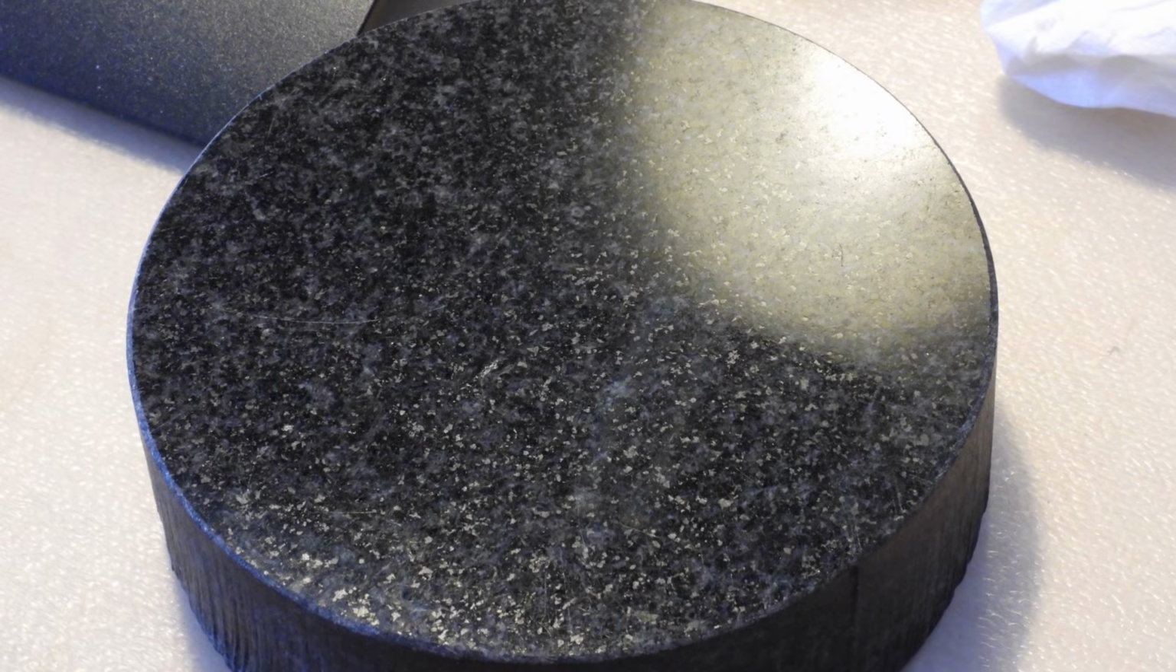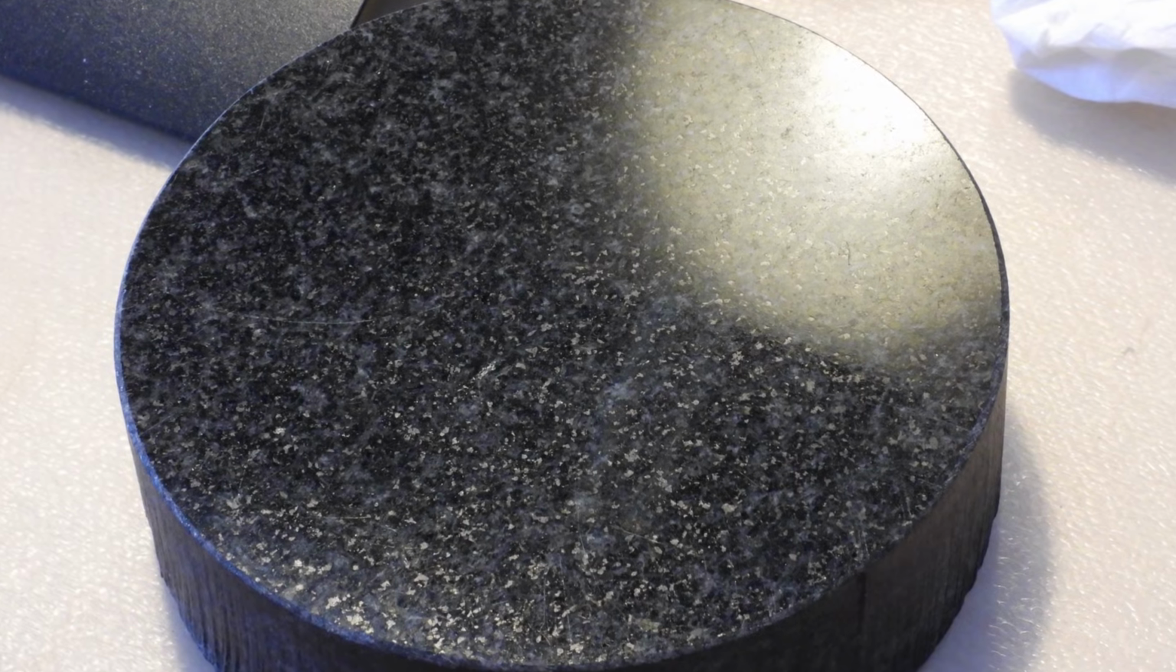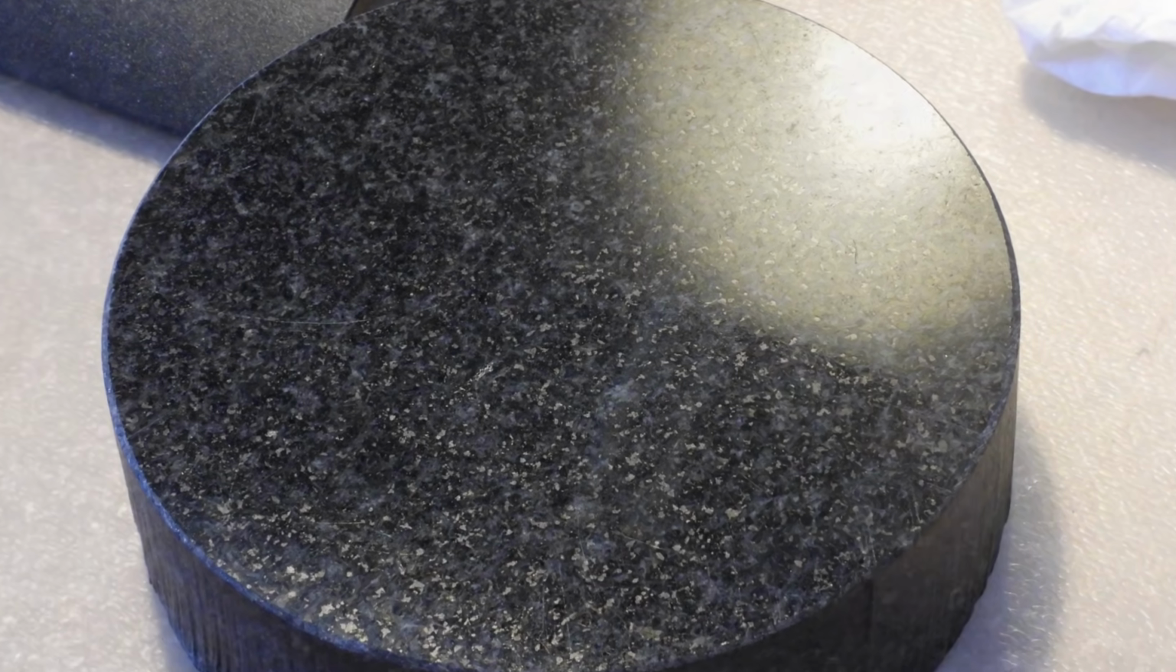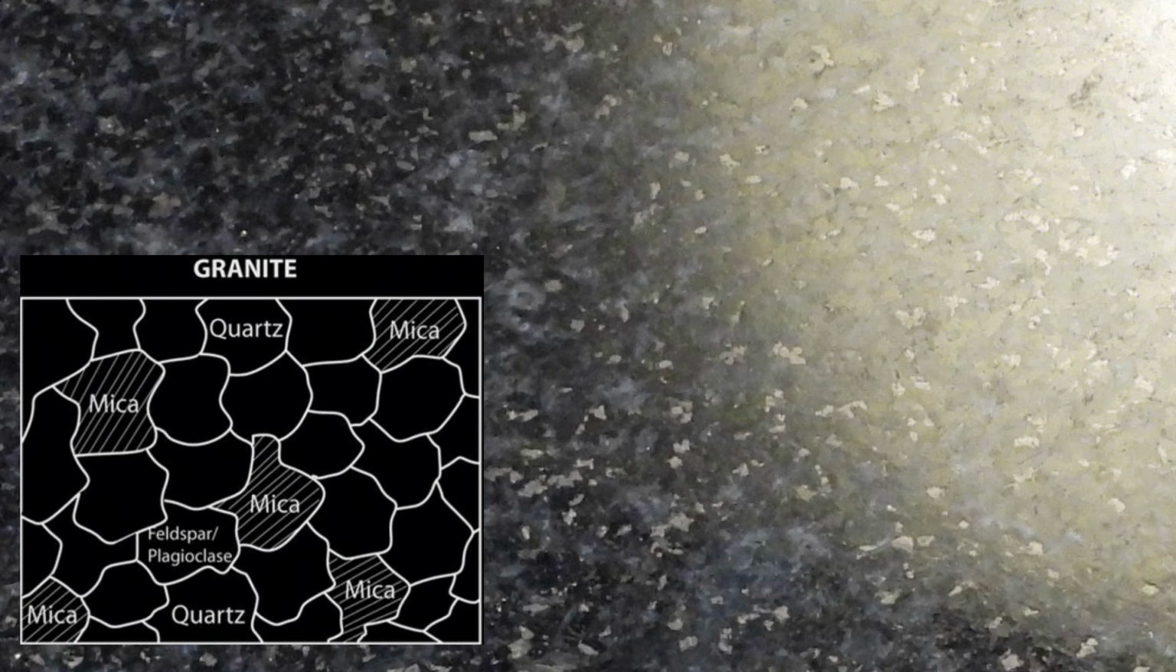The next sample is this piece of polished granite. If you look along the surface, it looks fairly shiny and flat. Now, granite is a mixture of different materials like mica, feldspar and quartz, and the crystals of these materials all polish at somewhat different rates, which causes height differences during polishing.